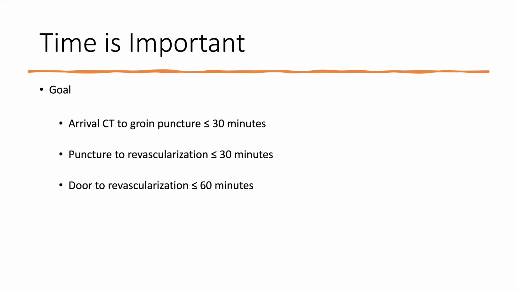So when you're doing a thrombectomy, the time is very important. Some of the goals: arrival of CT to groin puncture, you want to have less than 30 minutes. Puncture to revascularization, less than 30 minutes. So you want to have the door to revascularization time less than 60 minutes. That's our goal, and usually we can succeed in that goal. We have a well-oiled machine where I'm at, and we can usually get the door to revascularization in less than 60 minutes. But you need to have a really, really good team.